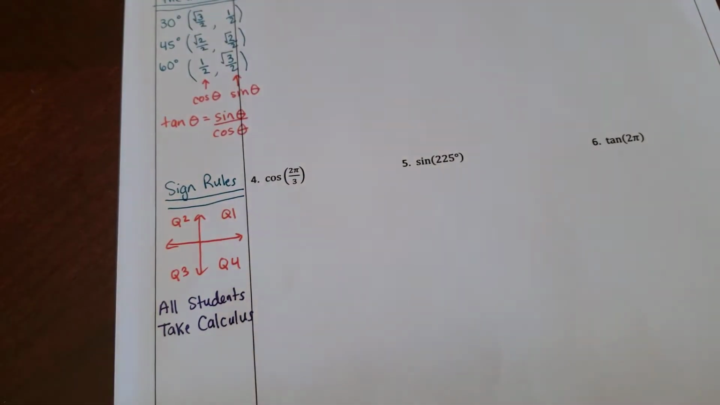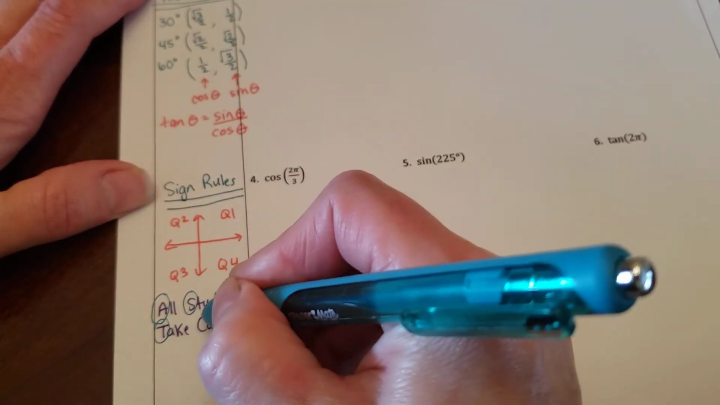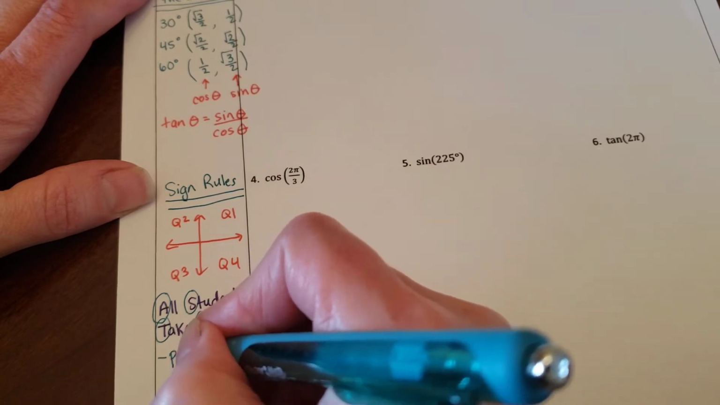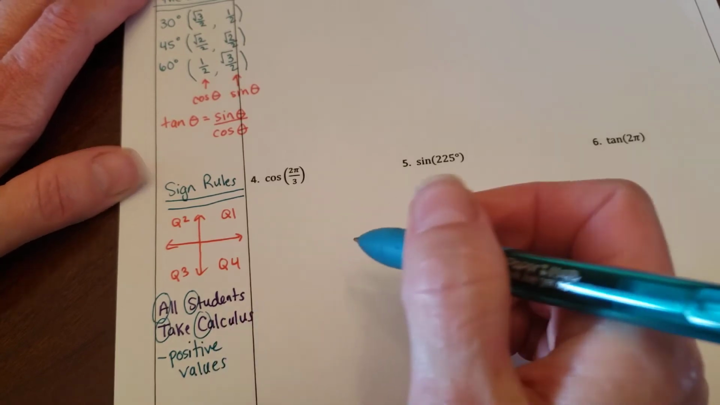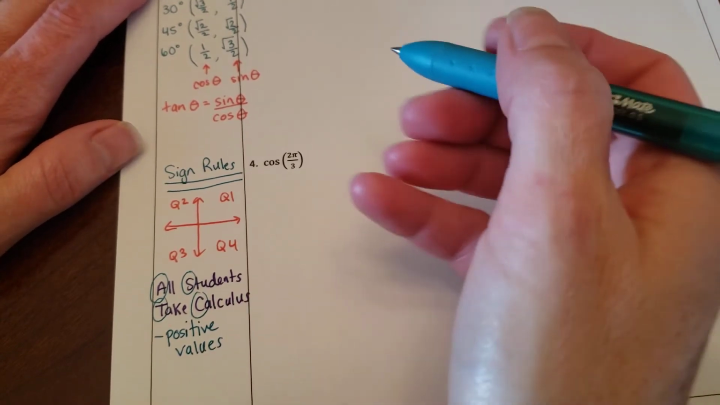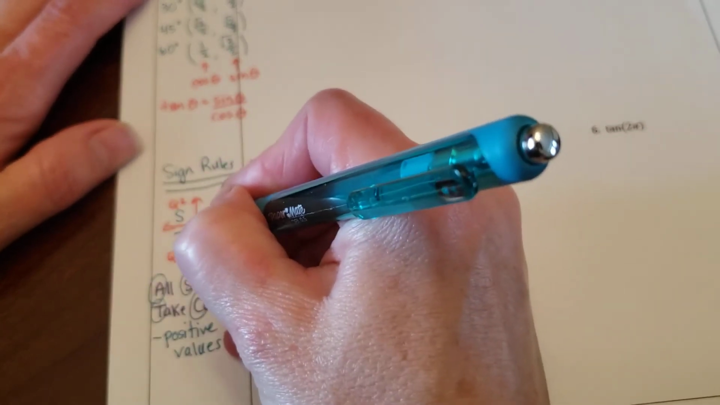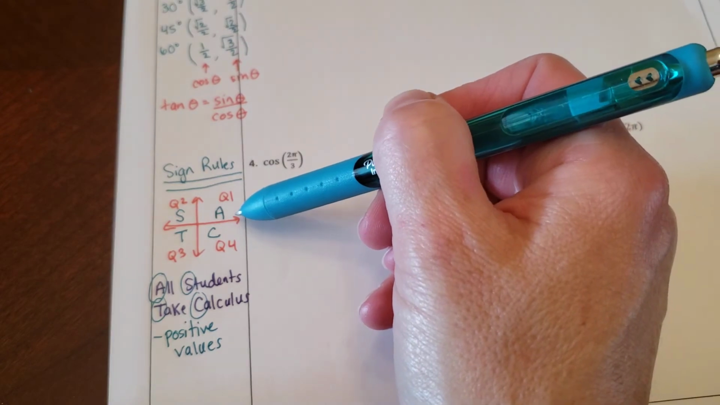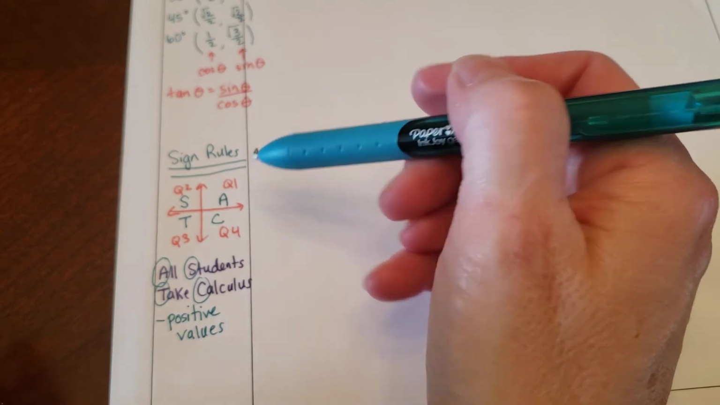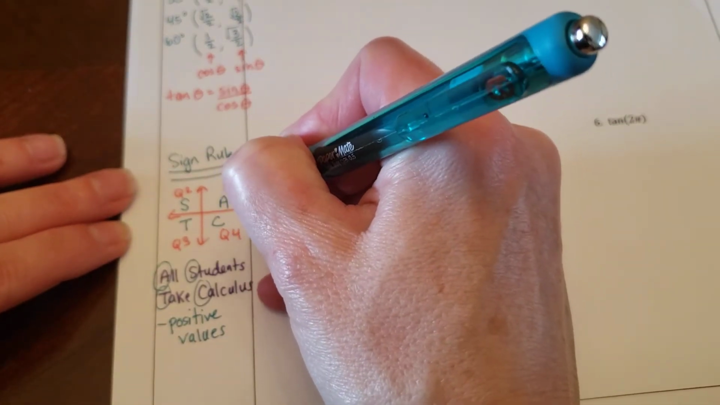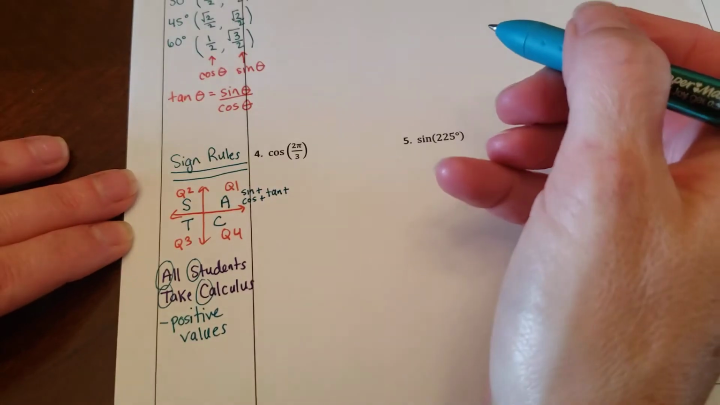Basically the first letter, the A, the S, the T, and the C, those are going to denote the positive values for sine, cosine, and tangent. So it works like this: all students take calculus. In this first quadrant, the ones that are positive are sine, cosine, and tangent. So sine is positive, cosine is positive, and tangent is also positive.